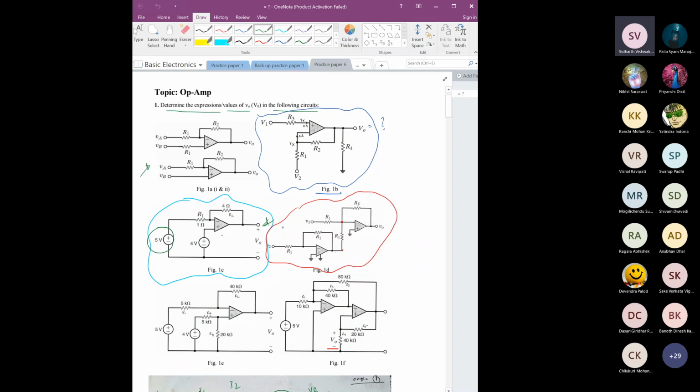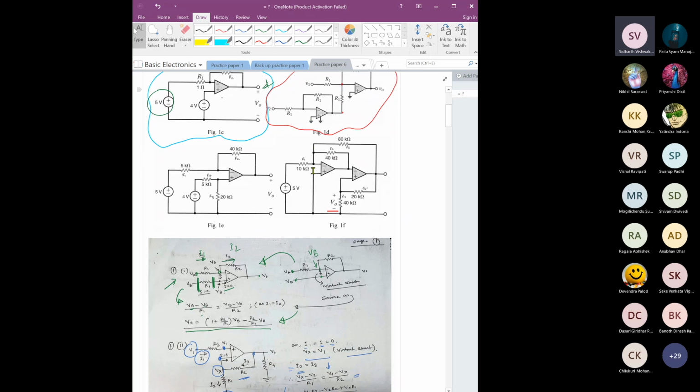So in the last class, we discussed question number one and these first four circuits, figure 1A to figure 1D. I hope there is no doubt for these first four questions. Here we have to find the expression of the output voltage for these circuits using op amps. So then let us see number five.